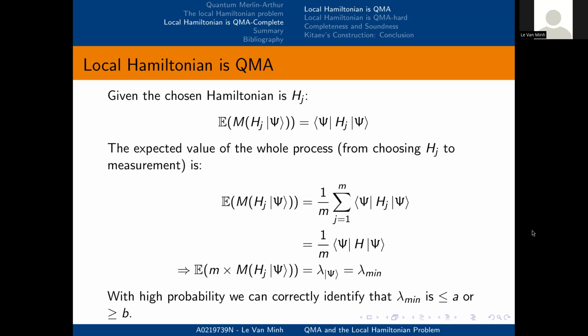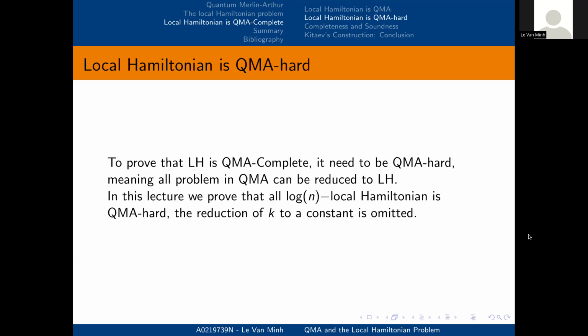That's the minimal eigenvalue. So if we repeat the process a few times, we can efficiently estimate the minimal value of eigenvalue. Okay, so this is quite trivial. And if you look into the exercise, you can see that we can use the phase estimation algorithm to efficiently estimate this minimal eigenvalue too, but we haven't learned that.